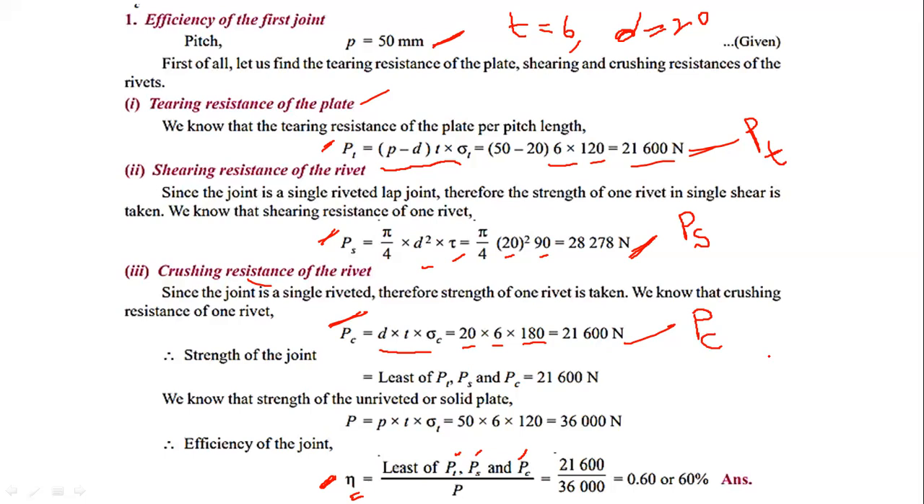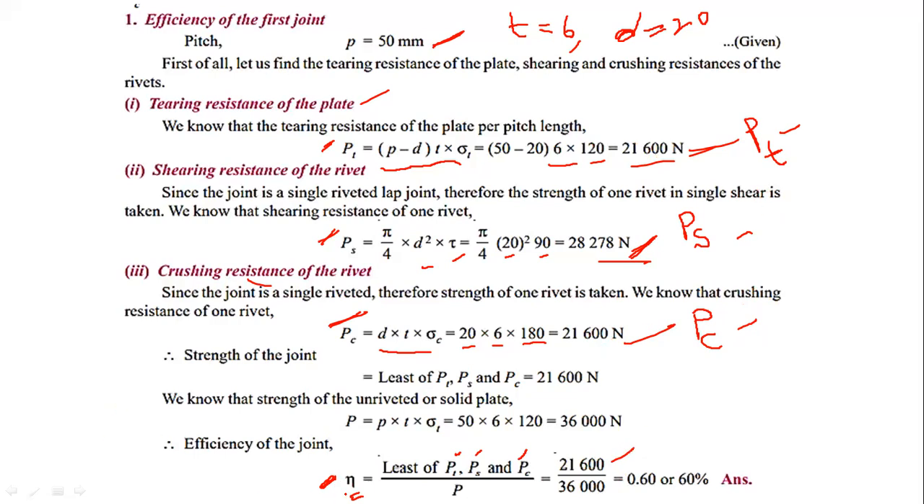strength, PC. From these three values, PT, PS, PC, tearing strength, shearing strength, and crushing strength, first we have to observe the least value. So PT value is 21,600, PS value is 28,278, and PC value is 21,600. So the riveted joint may fail due to tearing or crushing. So the least value is 21,600.